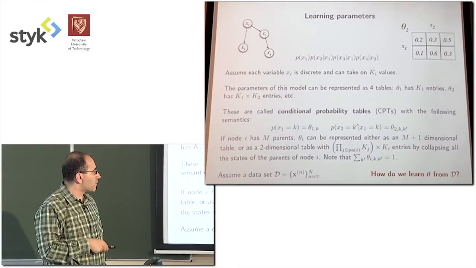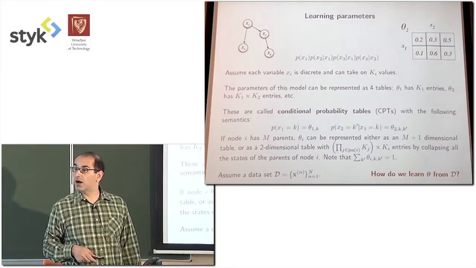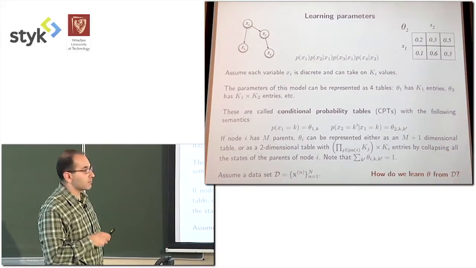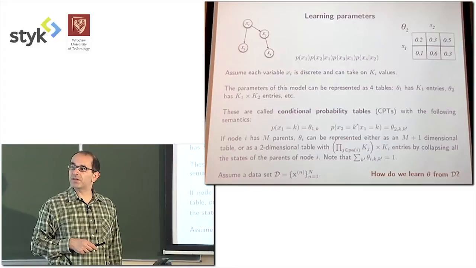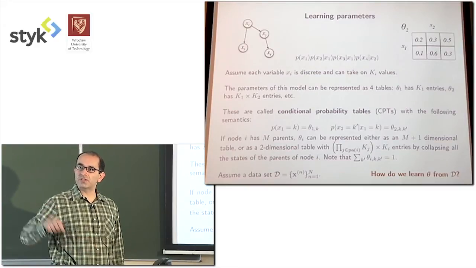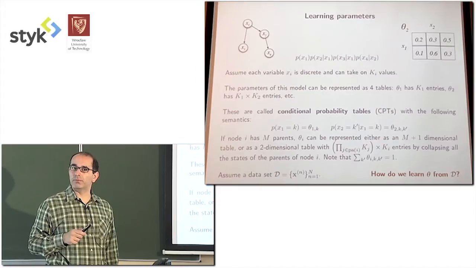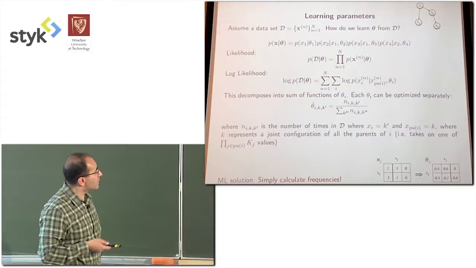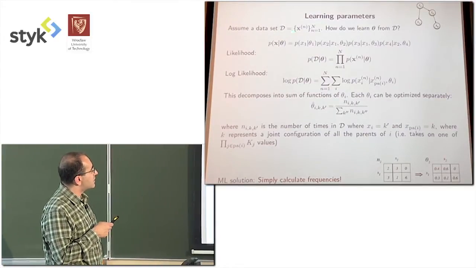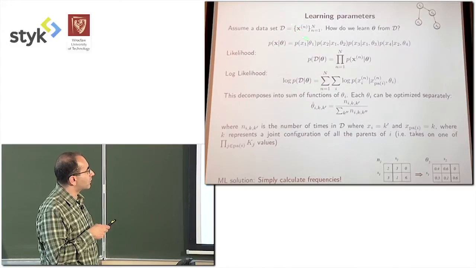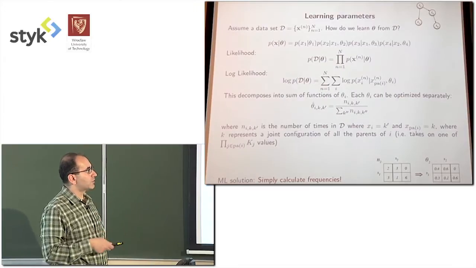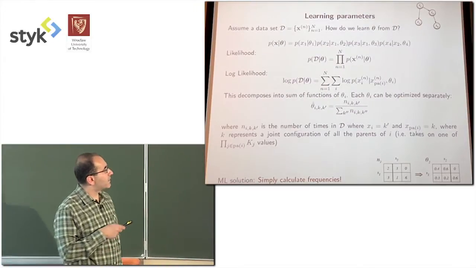So now what we want is to learn from some data set of observations the parameters of this model. Now the observations are going to be n examples of these variables. Is everybody happy with that? Raise your hand if you want me to explain that some more. Okay. Good. So assume you have a data set of observations. Each observation is a vector of all of the variables, and we have n of those observations, and we want to learn the parameters theta from the data.